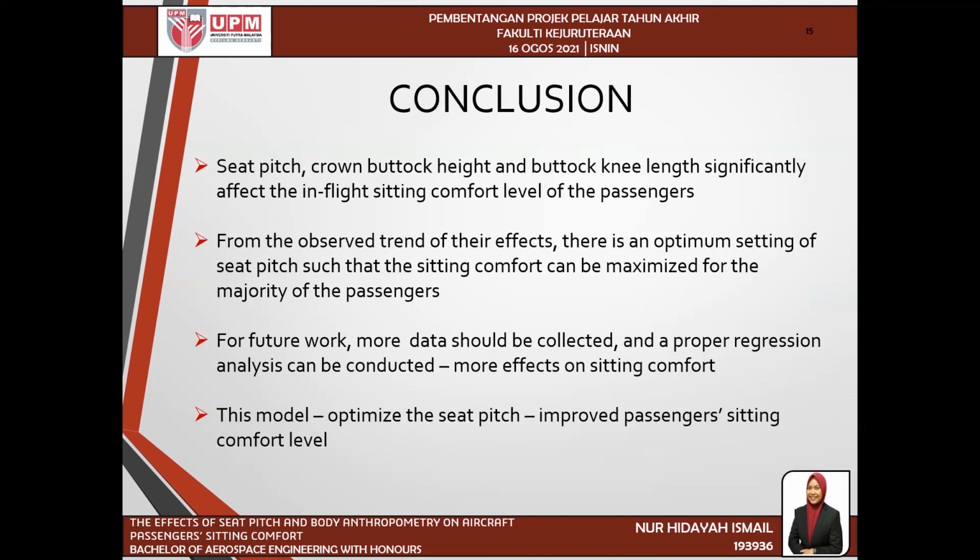In conclusion, seat pitch, crown buttock height, and buttock knee length have been shown to significantly affect the in-flight sitting comfort level of the passengers. From the observed trend of their effects, there is an optimum setting of seat pitch such that the sitting comfort can be maximized for the majority of the passengers.